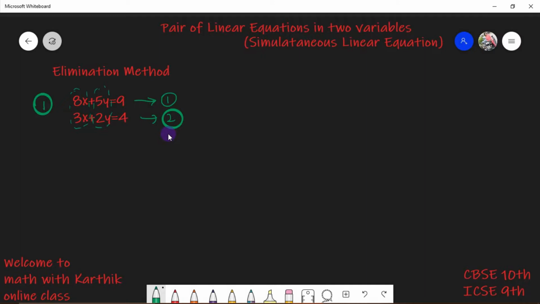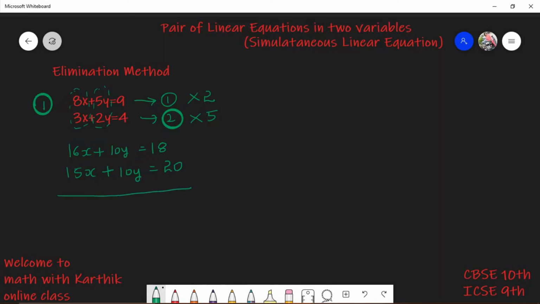Now when you see 8 and 3 and 5 and 2, for me 5 and 2 looks better. Means this equation 1 multiply with 2 and equation 2 multiply with 5. So now 8 times 2, that is 16x, plus 5 times 2, that is 10y will be equal to 9 times 2, that is 18. Now 3x into 5, that is 15x, plus 2y into 5, that is 10y, is equal to 20.